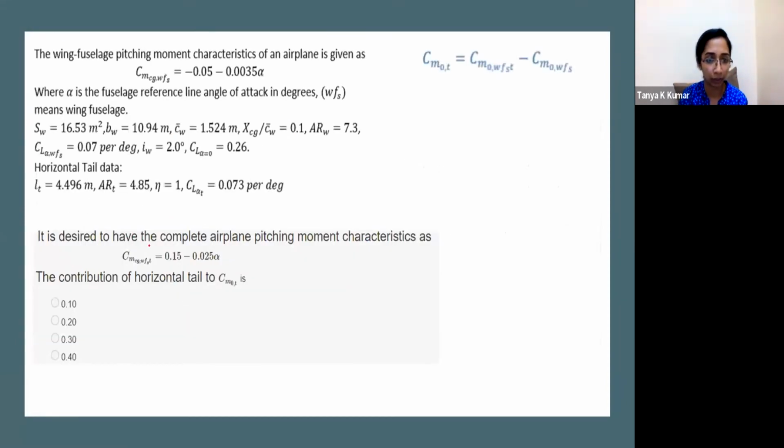It is desired to have the complete airplane pitching moment characteristic as this. So here we have a positive CM naught and negative CM alpha. Right, so this is a stable aircraft that can be trimmed at a positive angle of attack. If it's just the wing and fuselage contribution, then that is not possible. So now what is the contribution of horizontal tail to CM naught? This is the equation, right? Can somebody tell me the value?